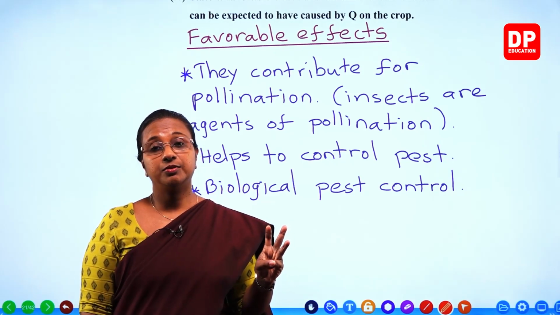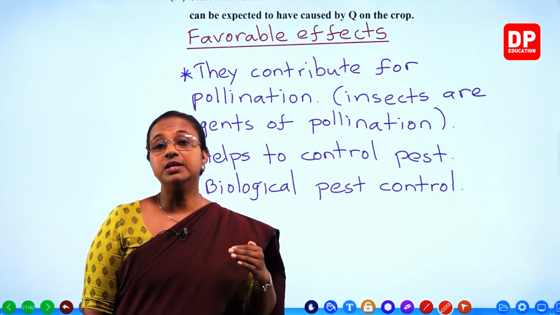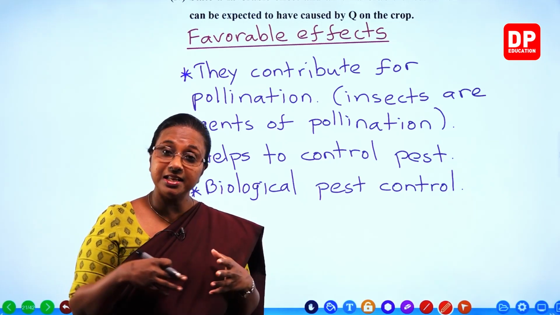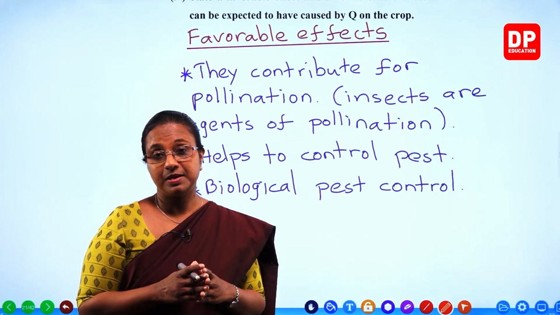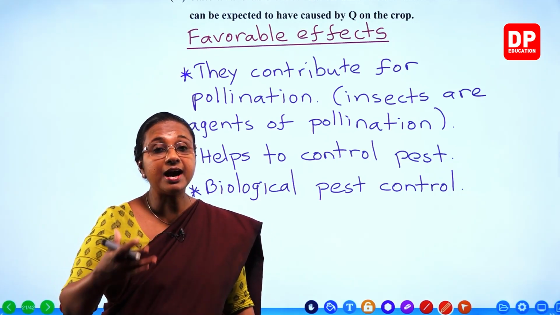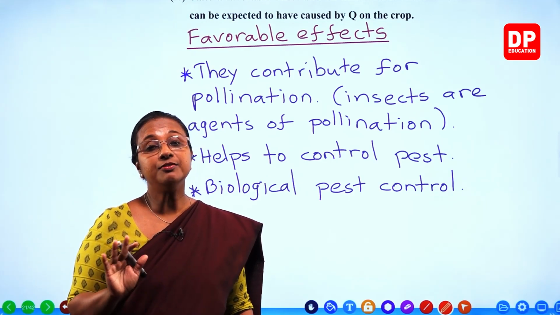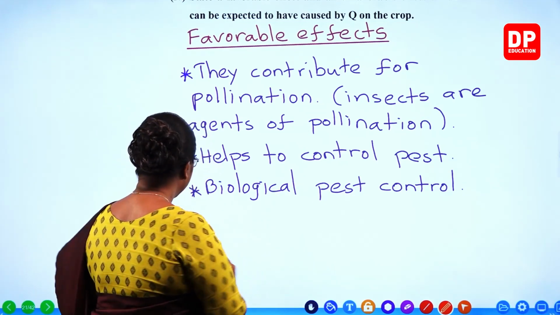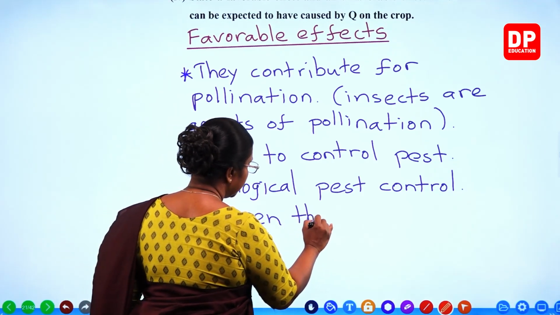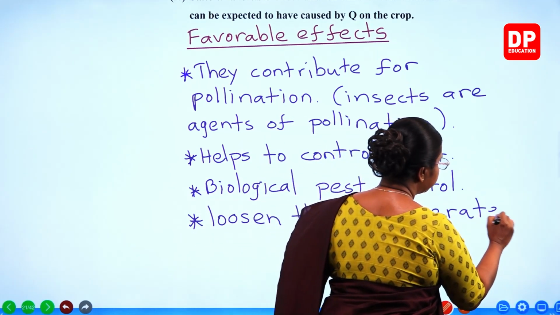Another favorable effect you can think of is that normally these insects, they can actually go into the soil. They can dig through the soil. Although they are tiny, there are insects that dig through the soil. So then what happens? They loosen the soil. So when that happens, there is more air in the soil. So soil gets aerated. That is also another favorable effect that you can write here. So we can say loosen the soil, or you can say aerates the soil.